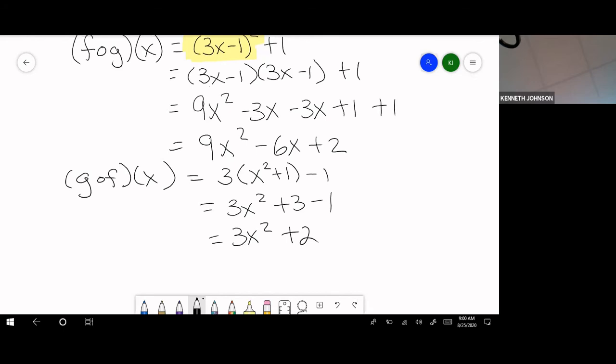So g of f of x and f of g of x are not the same thing. You don't get the same result ever unless they're the same function. No, there could be situations where you could get the same thing. But generally speaking, you don't get the same thing.